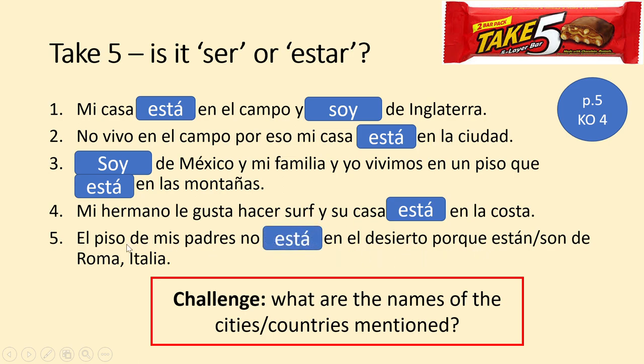And now we're talking about a country and a city. So that must be where they are from. Go to page five, module four, knowledge organizer. It's got to be son because we're talking about their nationality. Excellent. If you found that one a bit tricky, not a problem. Let me know how you did. Smiley face, sad face on your worksheet. And the challenge. The cities and countries, so we had England, Mexico, Rome, and Italy.